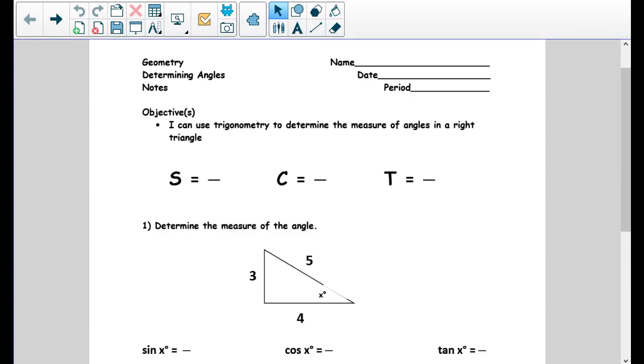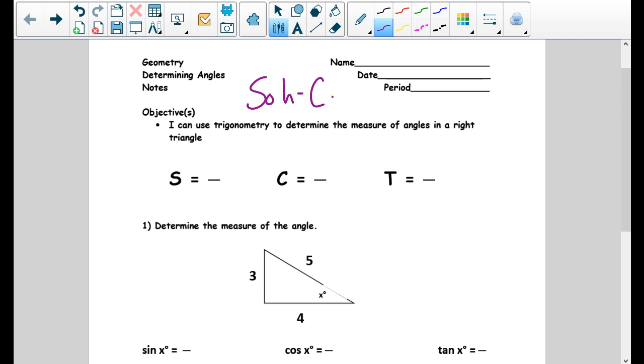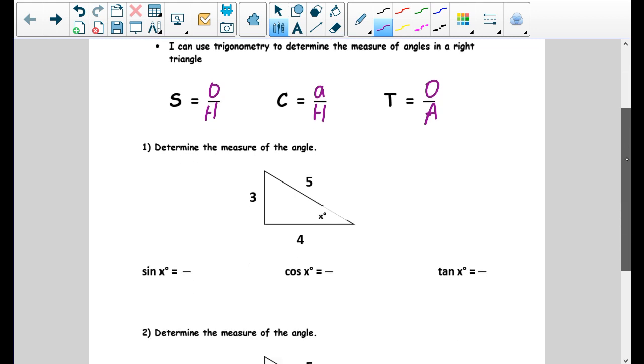Alright, so we're taking a look at trig functions, but we're finding angle measures now. So trig functions are still the same. We have SOHCAHTOA. So fractions are the same, so sine is opposite over hypotenuse, cosine adjacent over hypotenuse, tangent opposite over adjacent. Okay? So we're still going to set it up and start the same way.